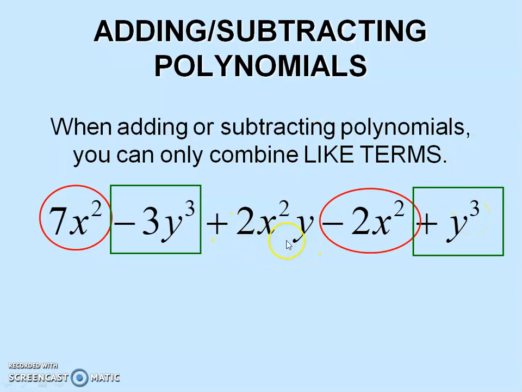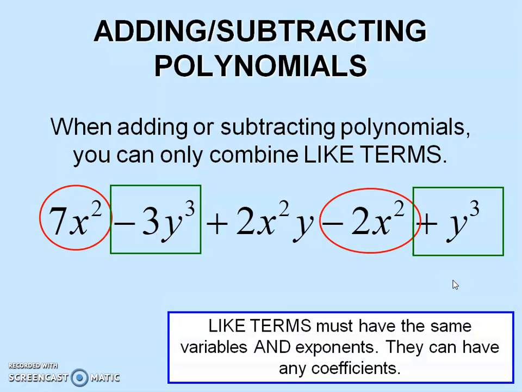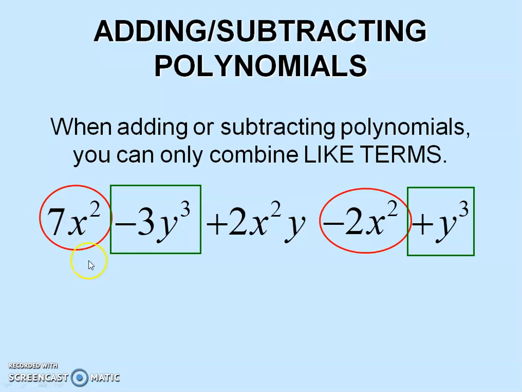To have a like term with this one, it's not sufficient that this has an x squared and that this has an x squared, because this has an x squared and a y. A like term with this would have to have an x squared and a y. So these two here are like terms. When I group up the like terms, the way I combine them is by adding their coefficients. They can have any coefficient here. When I group them, I will add their coefficients together.